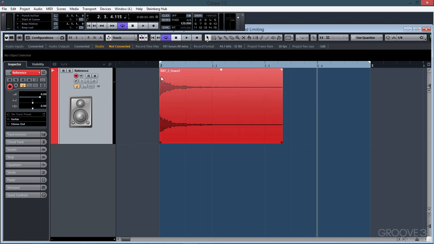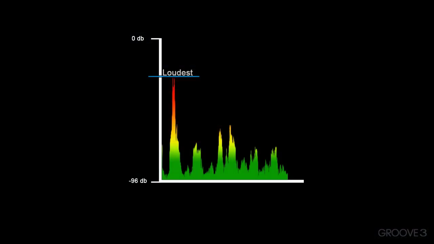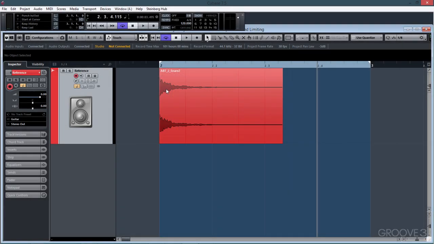So we have this section where the stick hits the drum, and this is called a transient. A transient is typically referred to as the loudest part of an audio signal, or the attack. And as the sample gets softer over time, this is called the decay, or the release. And dynamic range is really just the difference between the loudest part of an audio signal and the softest part of an audio signal.